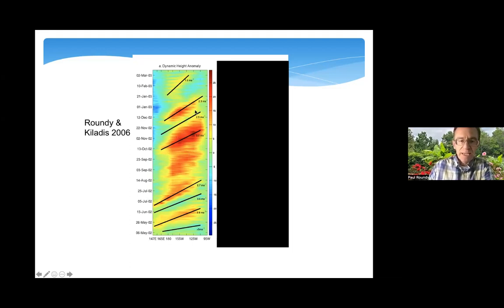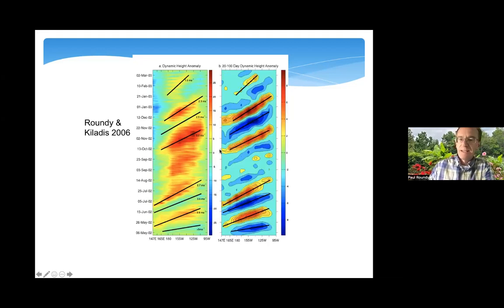If I subtract the moving average and give the 20-100-day Kelvin wave signal underneath, you'll notice that the earlier waves in a cluster tend to move faster. They slow down with time. They were forced in the west by MJO events. And so the time scale back here is 40 to 50 days or so, but it takes 70 days for a full cycle in the East Pacific because the events tend to slow down across a group.